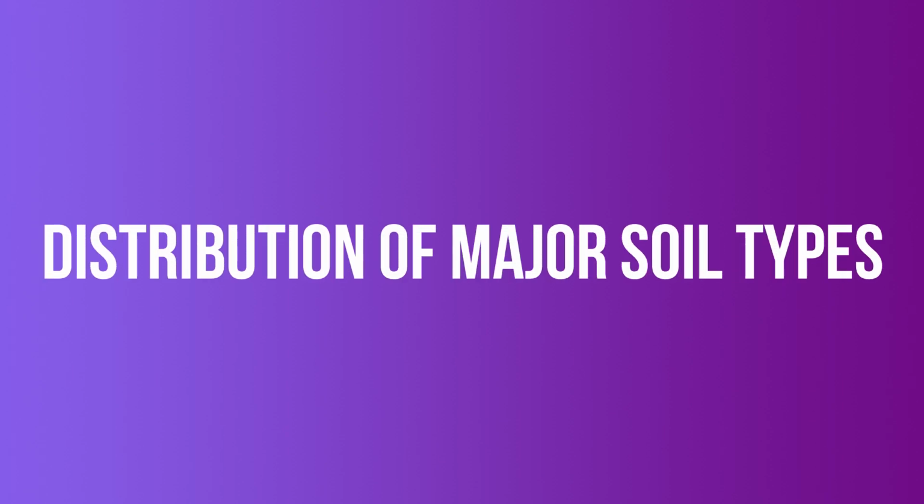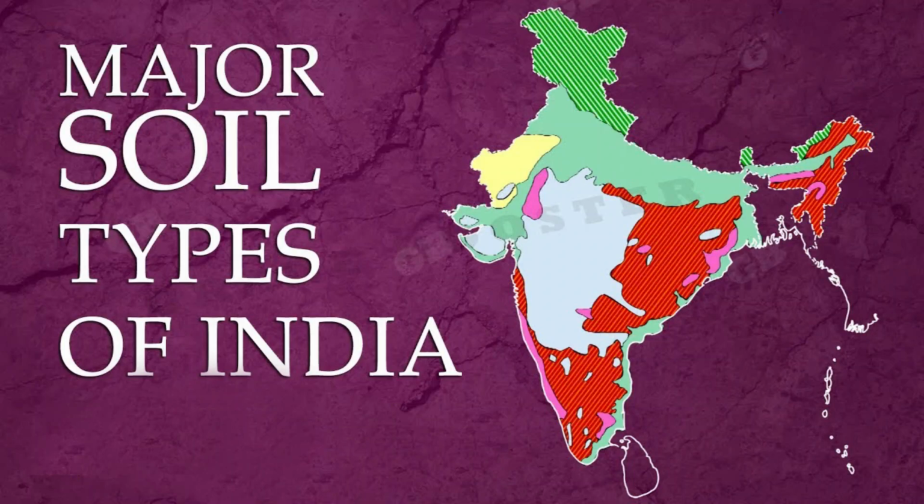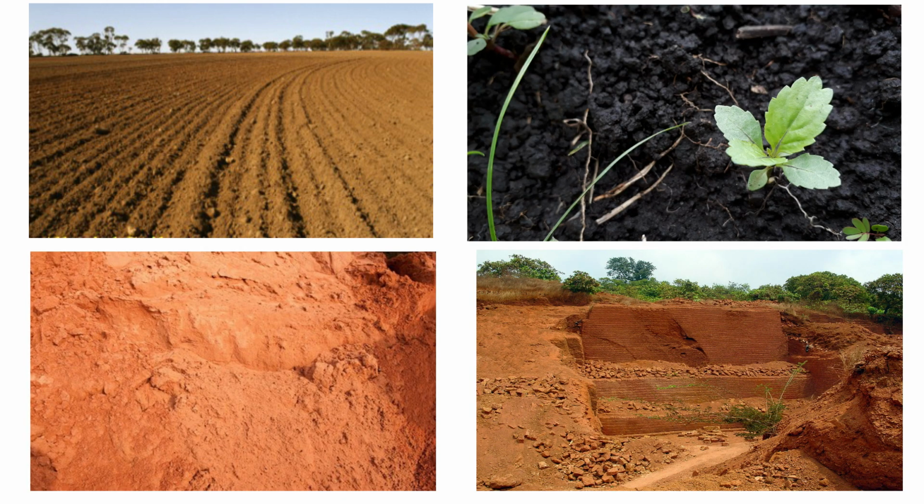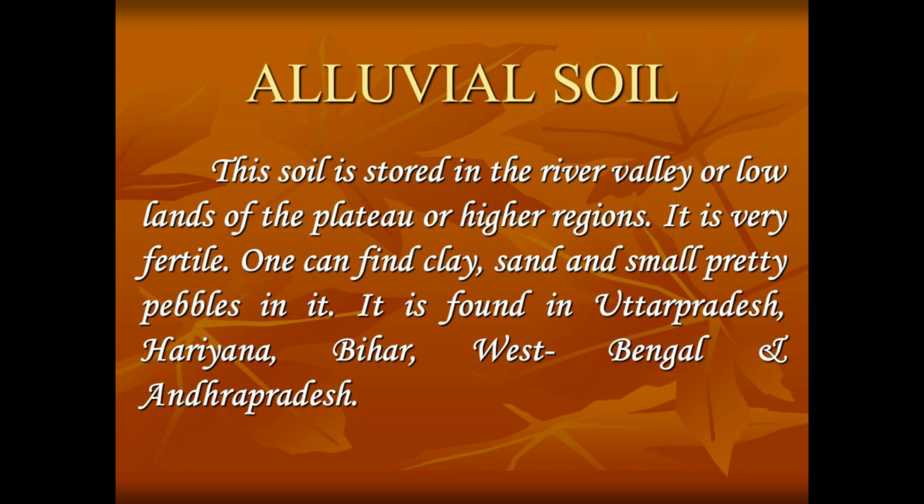So, the next topic is distribution of major soil types. In India, the soil is mainly of four types: alluvial soil, black soil, red soil, and laterite soil. Number one is alluvial soil. It is found over a large part of the country. It is mainly formed by the work of river and is confined to the northern and coastal plains. This type of soil is very fertile and forms major agricultural lands over the country.